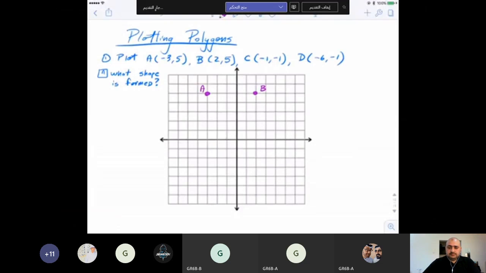C is at -1, -1, which means 1 to the left, 1 down. And last but not least, -6, -1 for D. So 6 to the left and 1 down.